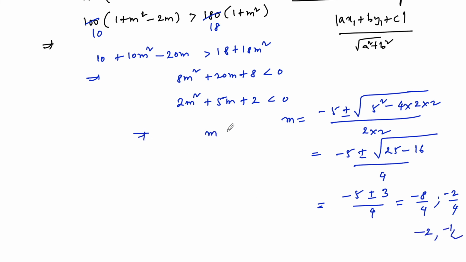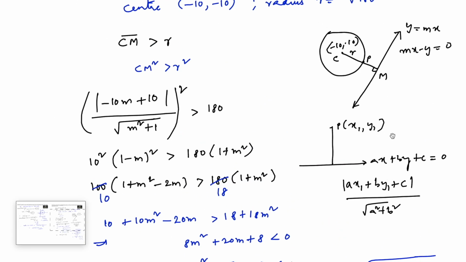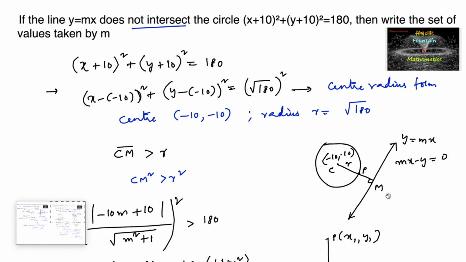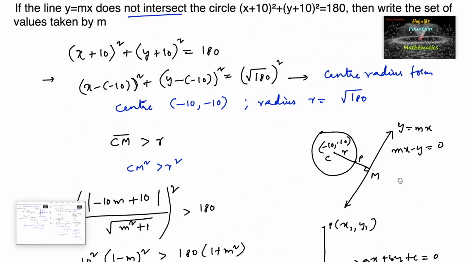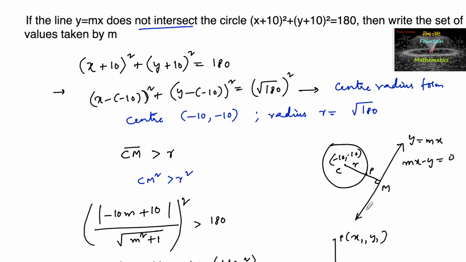So that is minus 2 and minus 1 by 2. So whereby we can say m lies between minus 2 and minus 1 by 2. So the values of m can be taken from minus 2 to minus 1 by 2. So the range of values of m can be taken from minus 2 to minus 1 by 2, so that the line y is equal to mx will not intersect the circle.